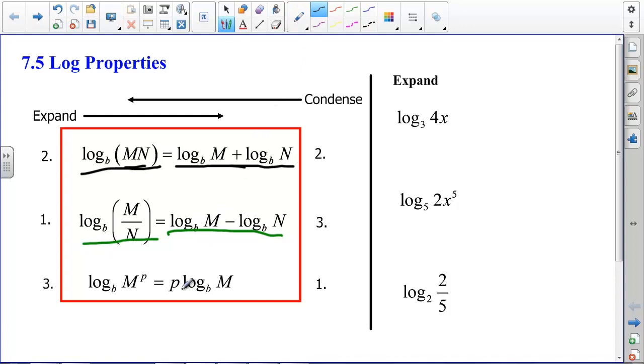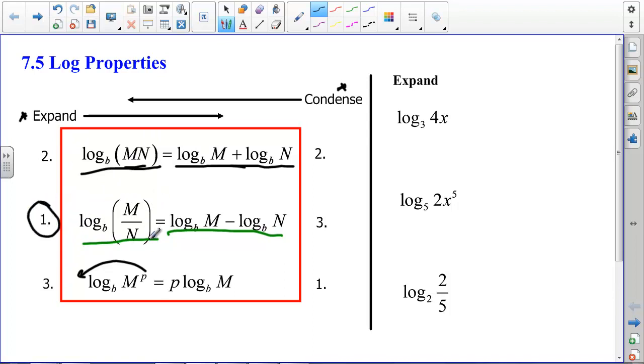And then the final one is log base b of m to the p equals p times log base b of m. Anytime we have an exponent, we just pull it right out in front and then multiply by the log. Now, you can see up here too, I have expand, go left to right, condense, go right to left. And you can also see these numbers. That's kind of the order that I look at. And this is just in general terms.